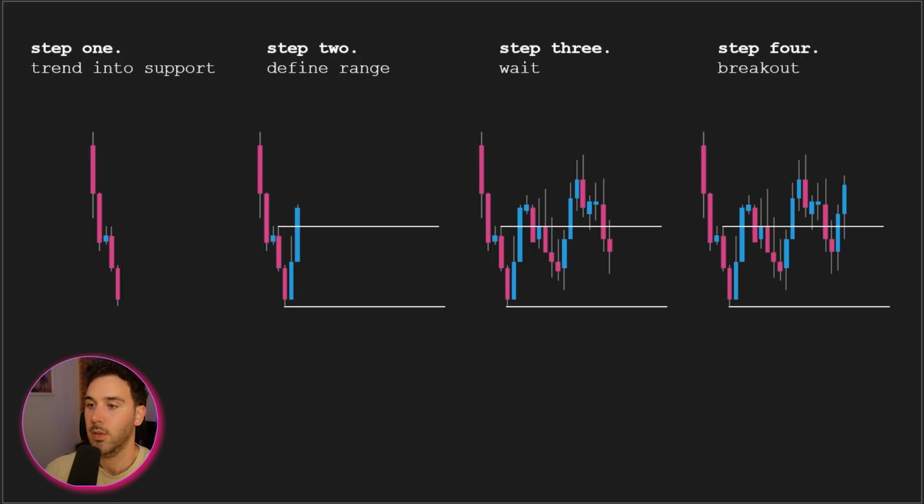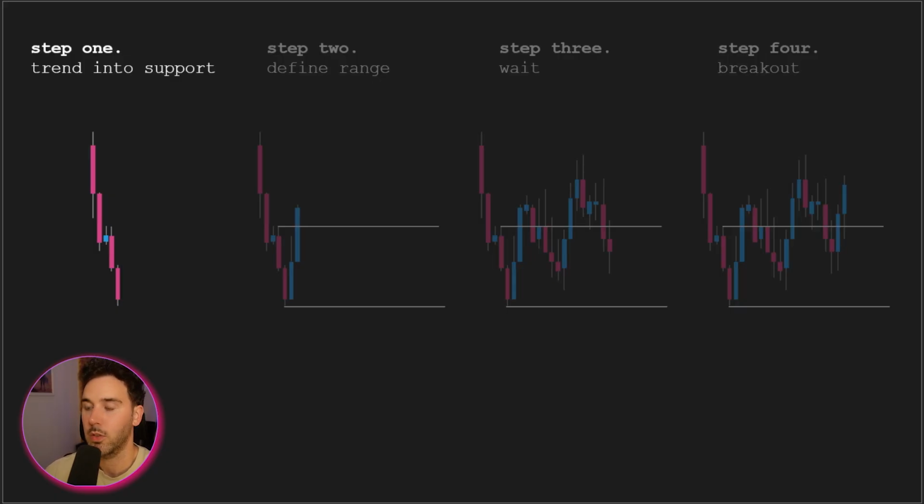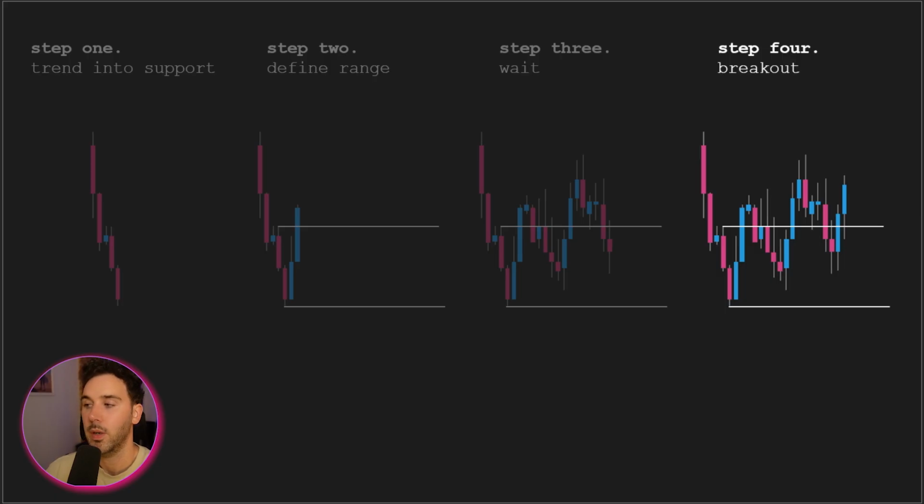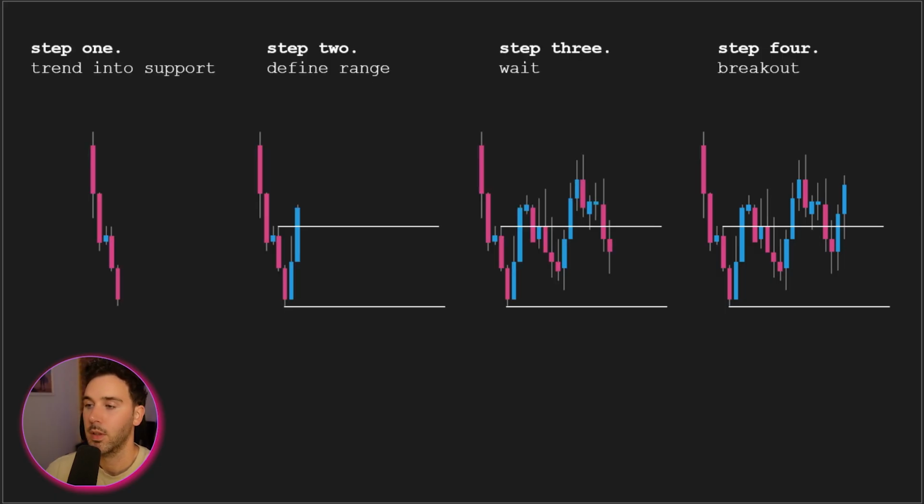Remember, this is our pattern. We're looking for step one, a trend into support. Then we're going to define our range. We're going to wait for some price action. We're going to wait for the chart to tell us that it wants to reverse. And then on the breakout on step 4, we're going to enter our trade.